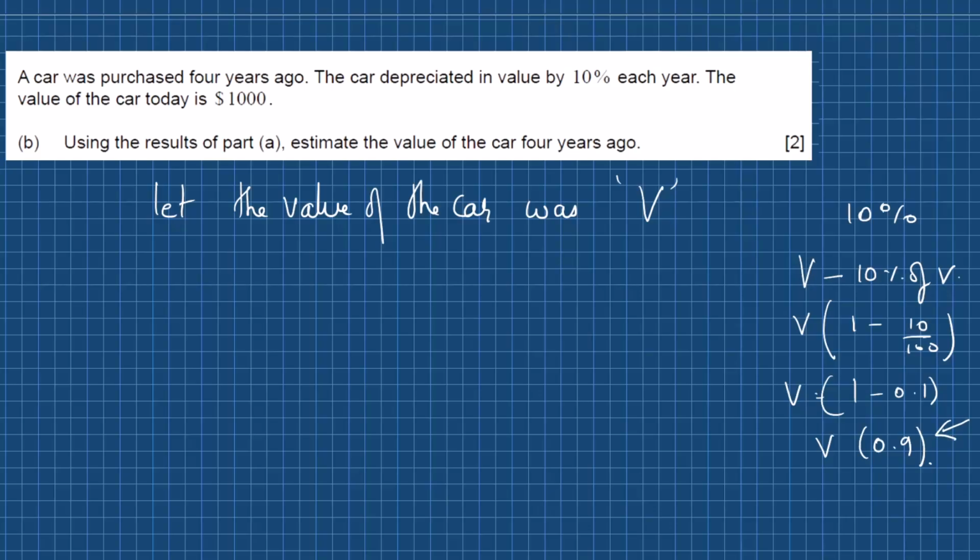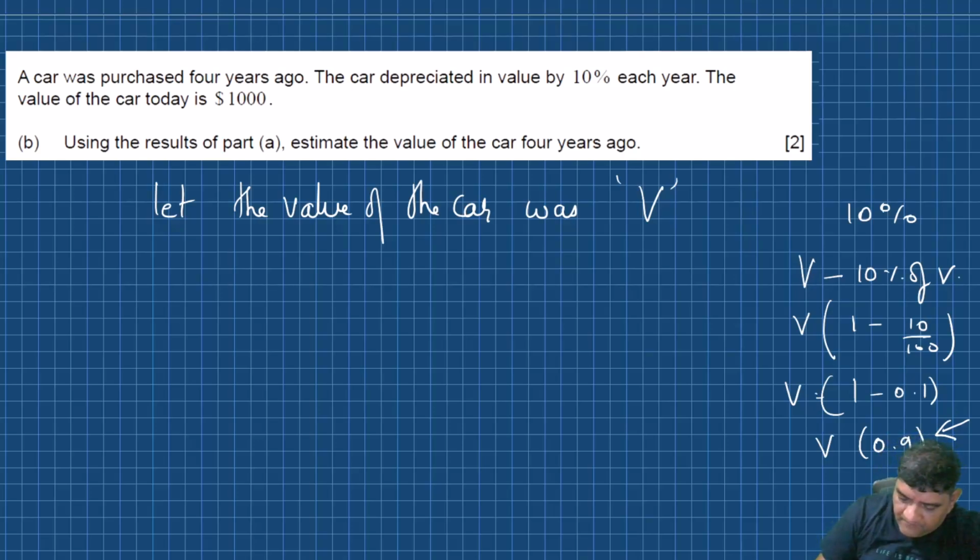When something is reducing by a particular percentage, we do 1 minus that percentage. In this case, 10%. If it was decreasing by 20%, then the multiplier would become 0.8. The other way around, when something is increasing by 20% every year, then your multiplier would become 1.2.